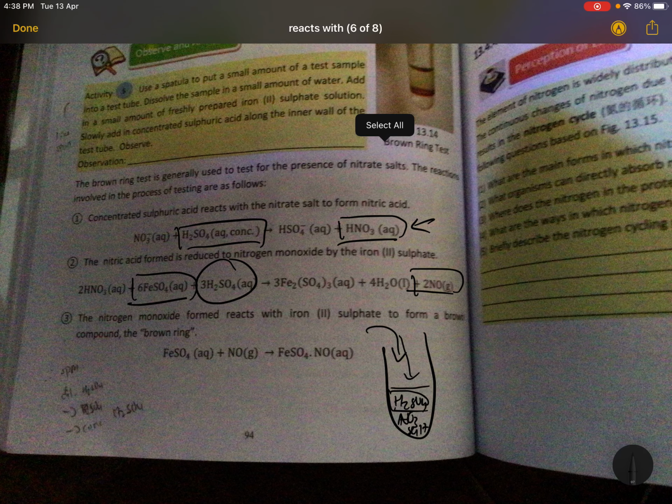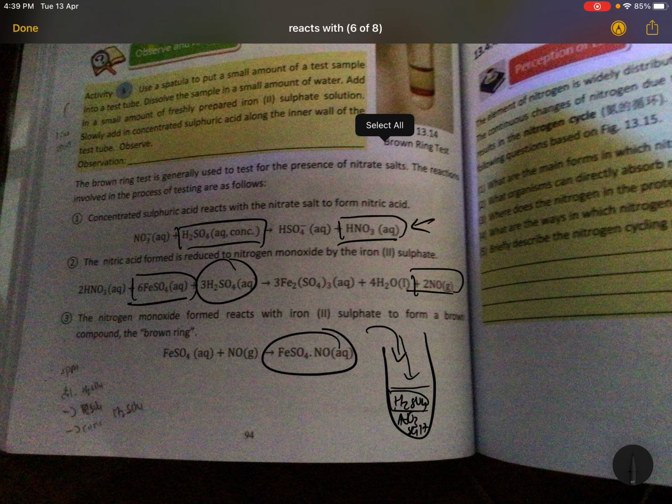And then, nitrogen monoxide, if you react it with iron 2 sulfate again, it will produce this brown ring. This is FeSO4.NO. This will form a brown ring. I forgot the actual name for this compound, but we call it the brown ring.